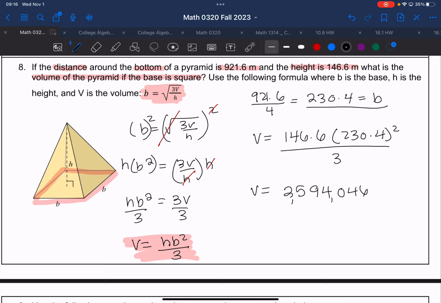Meters squared. Meters cubed. Because when we're talking about volume, it's always cubed. If we're talking about area, it's squared. So this is our answer. Okay. Any questions?